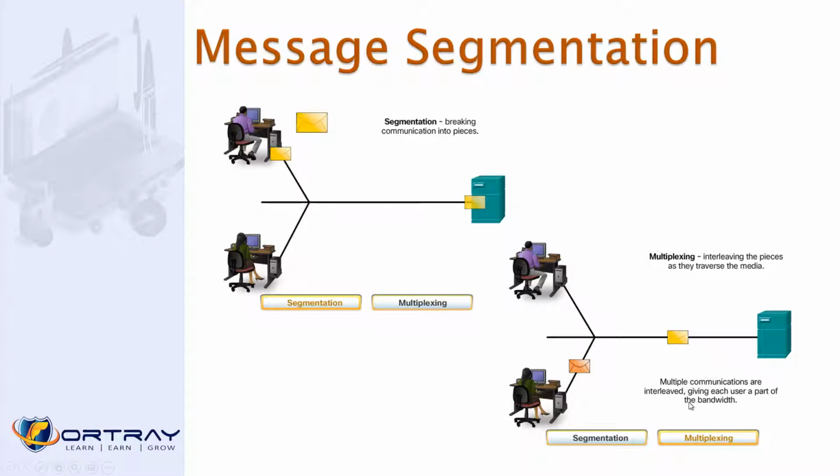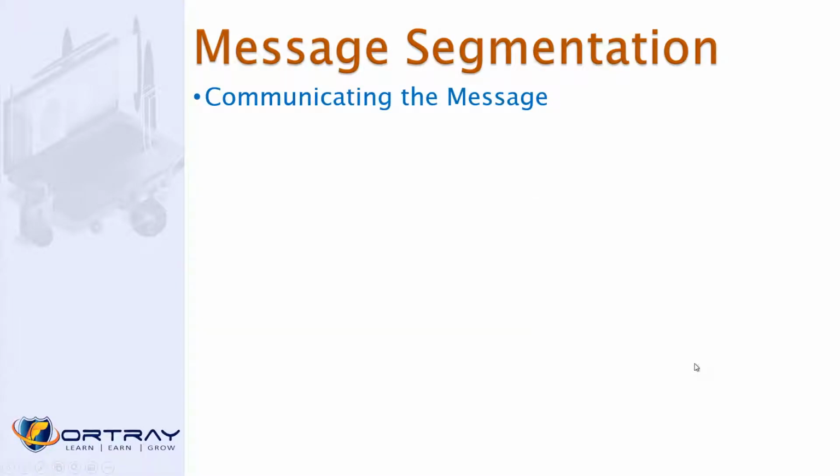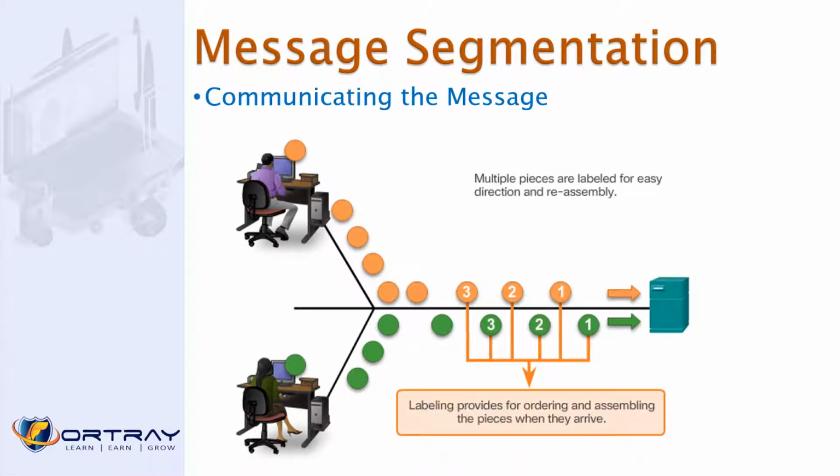Now, message segmentation, the communication of a message. You can see multiple pieces are labeled for each direction and for reassembly. The user at the bottom is representing a green message, and the upper user has an orange one. So this is the communication of the message, right? Labeling provides the order for reassembling.